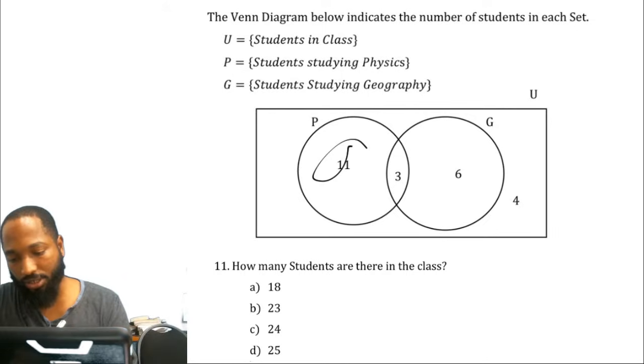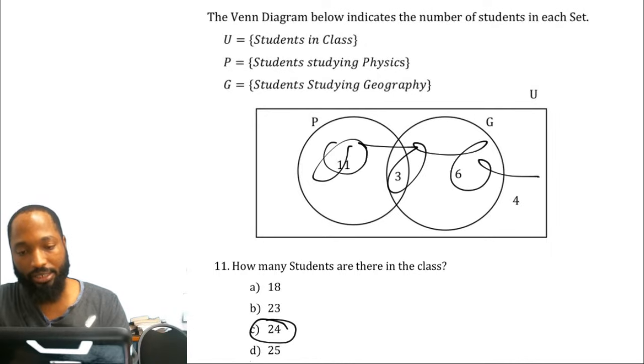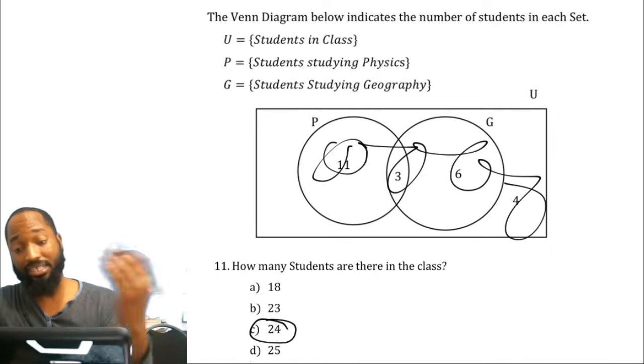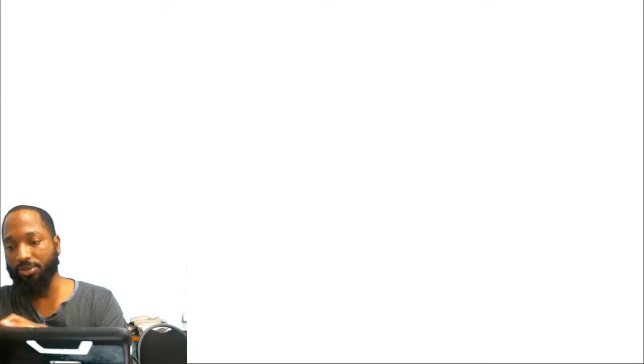24, right? So see, you add up all the individual parts. That's like the easiest question we've done so far. How many students in the class? Let's get the rest. So this is like a repeated question here.